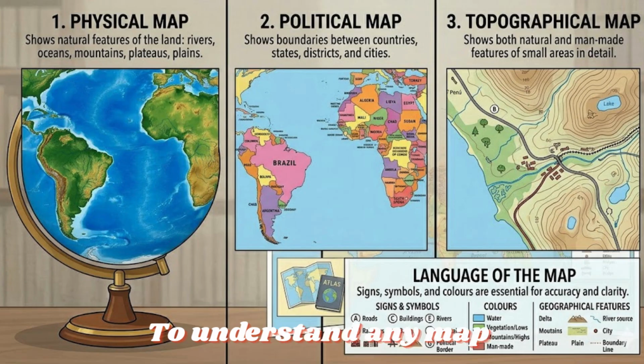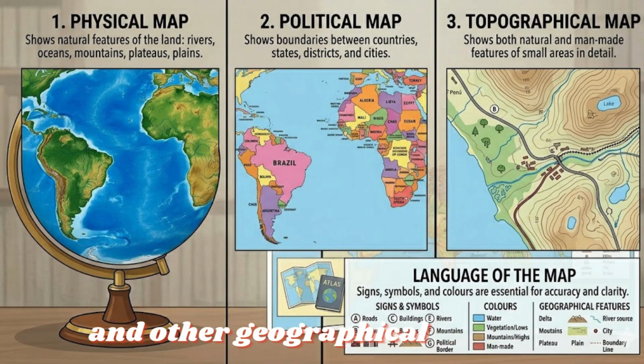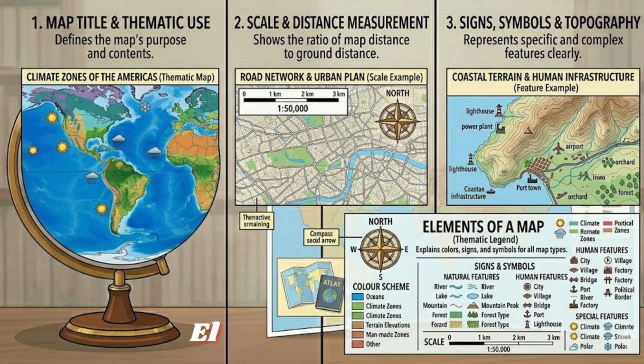To understand any map, one must learn the language of the map, which consists of various signs, symbols, and colors used to represent physical, man-made, and other geographical features clearly and accurately on the map's surface. Elements of a map. Every map has 6 key elements: title, directions, scale, color scheme, key, and signs or symbols. These elements together make a map readable and informative.